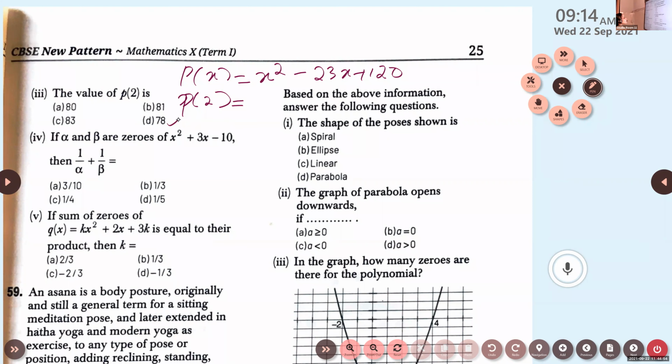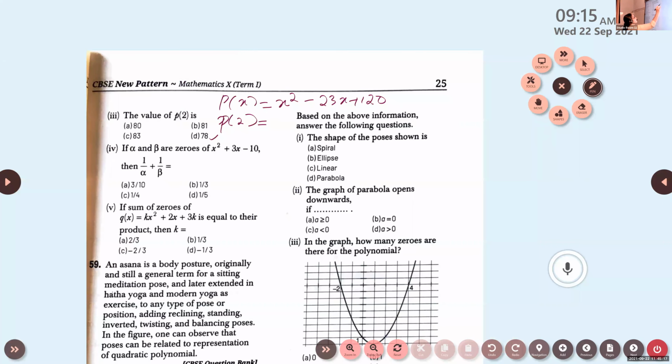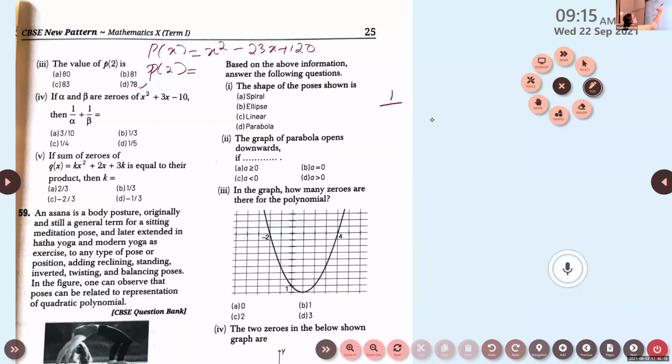Fourth question. If alpha and beta are the zeros of x square plus 3x minus 10, then find 1 by alpha plus 1 by beta. For this type also I have given one table to complete. 1 by alpha plus 1 by beta can be written, taking LCM, as beta plus alpha by alpha beta, that is alpha plus beta by alpha beta.